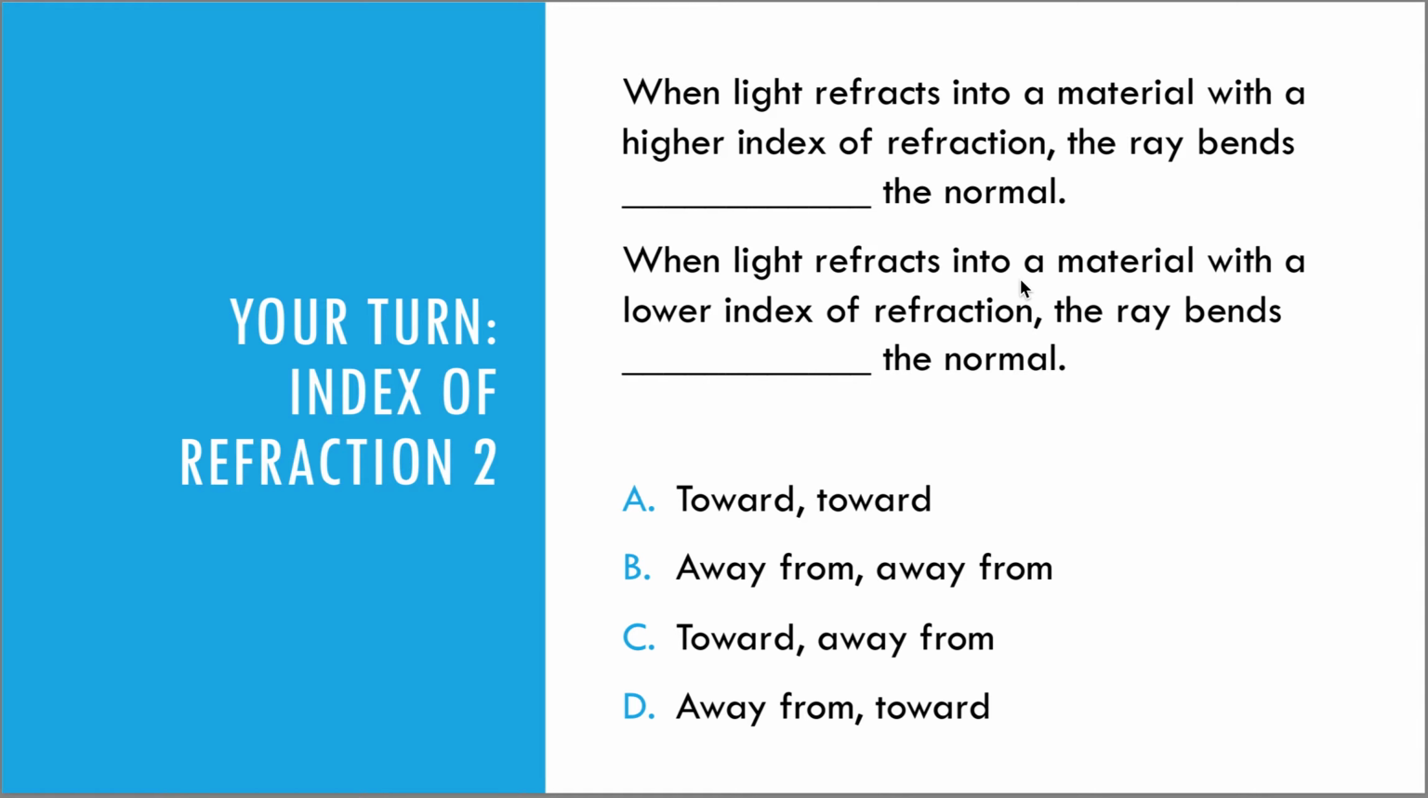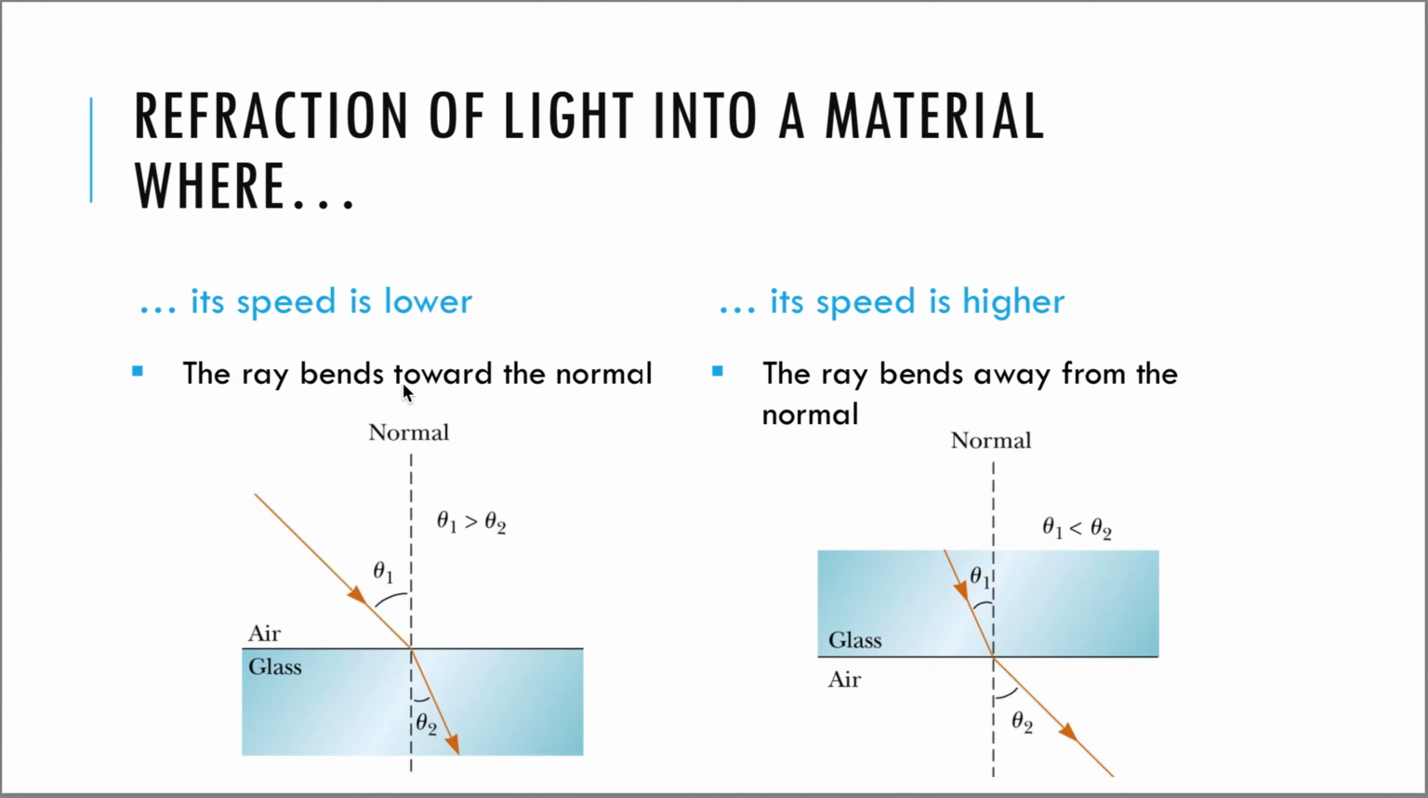Fill in the blanks. When light refracts into a material with a higher index, the ray bends either toward or away from the normal, but when it refracts into a material with a lower index, the ray bends either toward or away from the normal. So this has to do with the picture that we saw in a previous video that I have copied again right here. We said that when the speed is lower, it's going to bend toward the normal. But when the speed of light is faster, it's going to bend away from the normal.